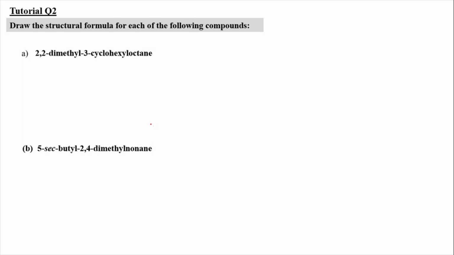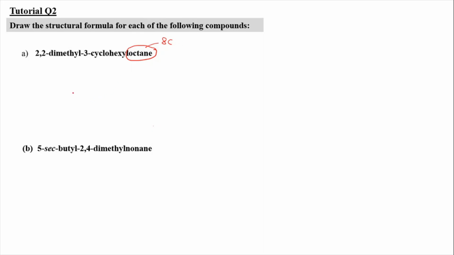So for tutorial question 2, we have to draw the structural formula for each of the following compounds. So for question 2a, we have to draw 2,2-dimethyl 3-cyclohexyl octane. In order for us to do that, we need to find the parent chain first. So here the parent chain is going to be an octane, which has an 8 carbon straight chain.